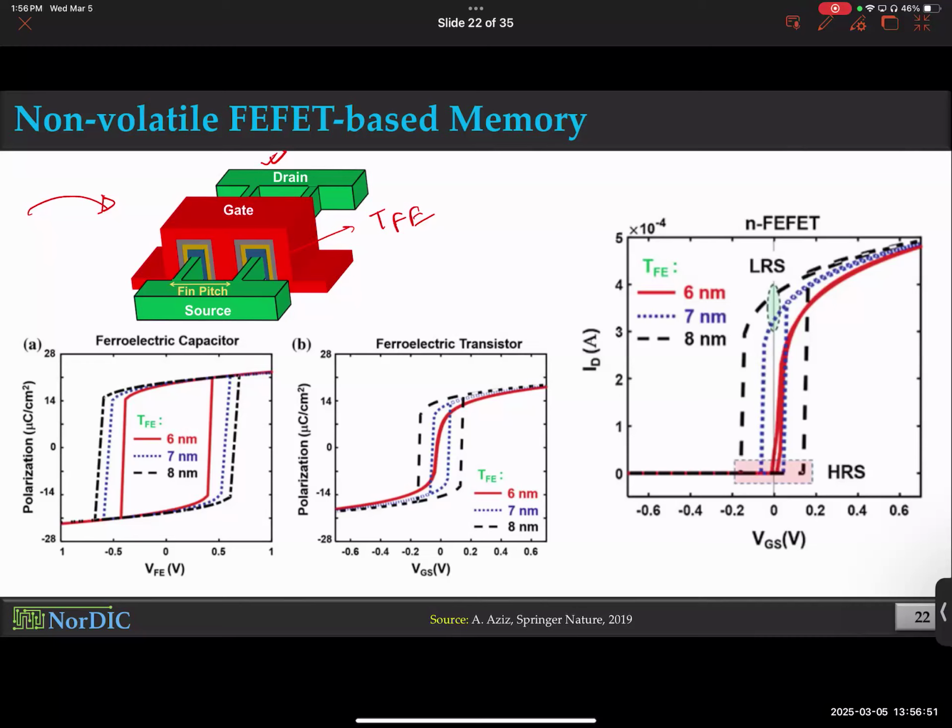All right. To be more exact, it's not just the thickness of the ferroelectric, it's the relative thickness of the ferroelectric and the dielectric. So there is another dielectric material underneath.